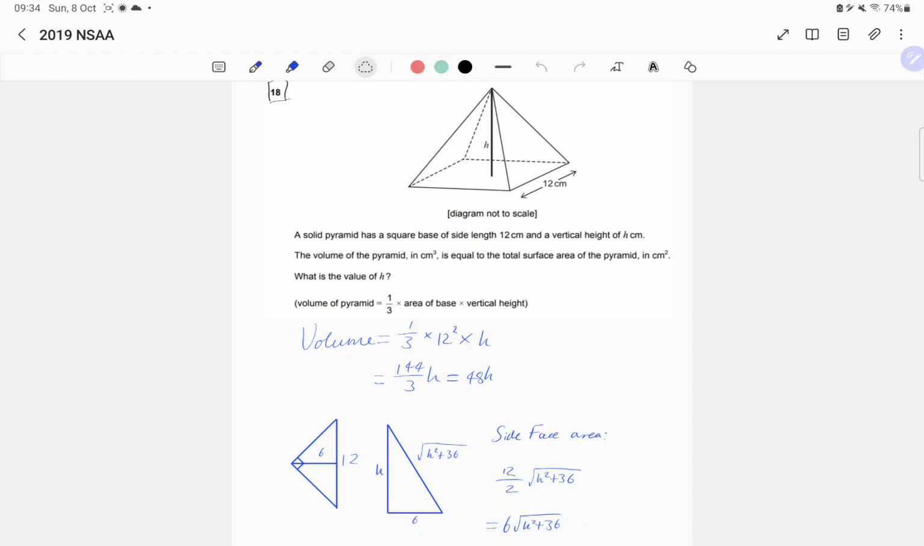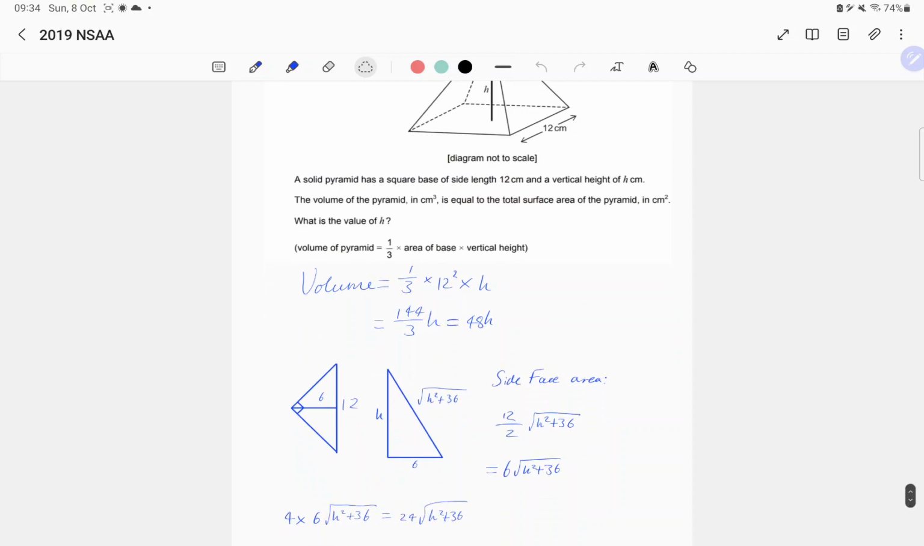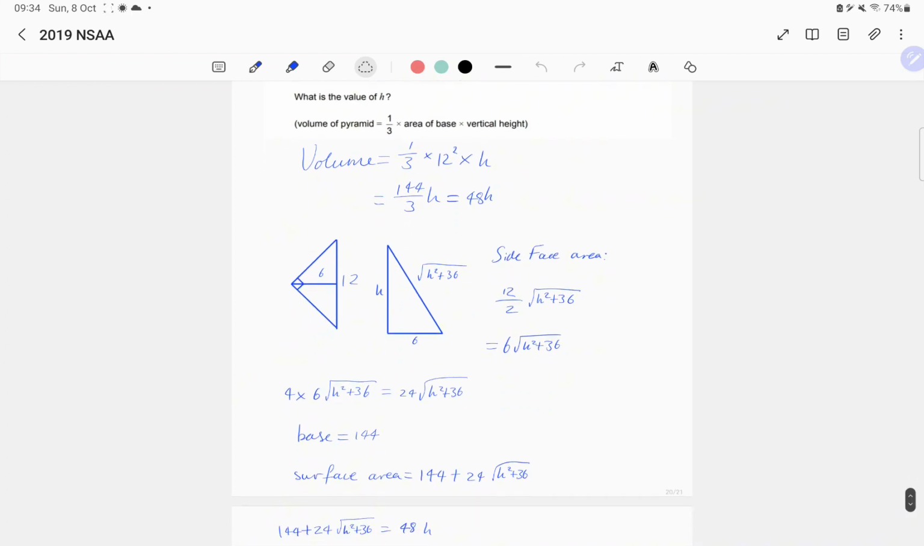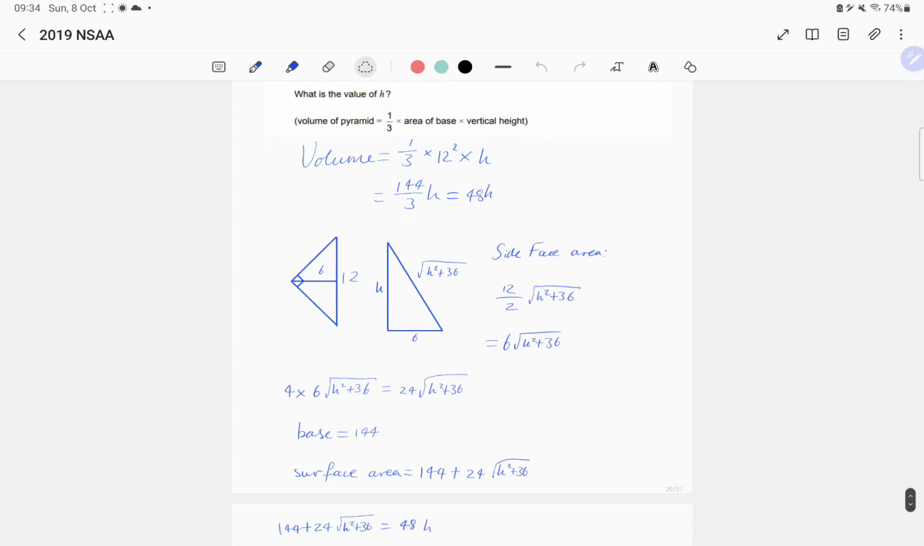Using the first diagram on the left, we can see that the distance from the center of the base to the edge is 6 centimeters. Therefore, we can draw a triangle with height h, bottom 6, and therefore its hypotenuse is the square root of h squared plus 36. Therefore, the side face area is 12 over 2 multiplied by the square root of h squared plus 36. This is equal to 6 multiplied by the square root of h squared plus 36.